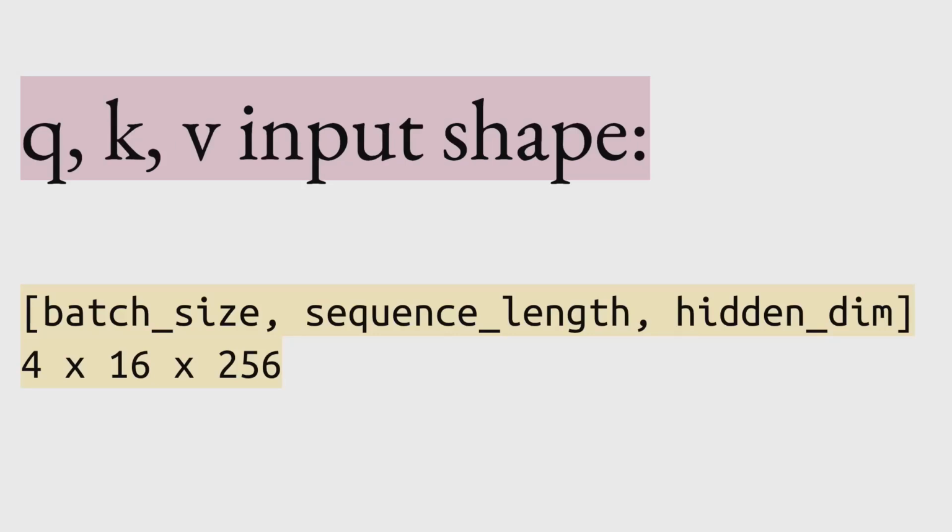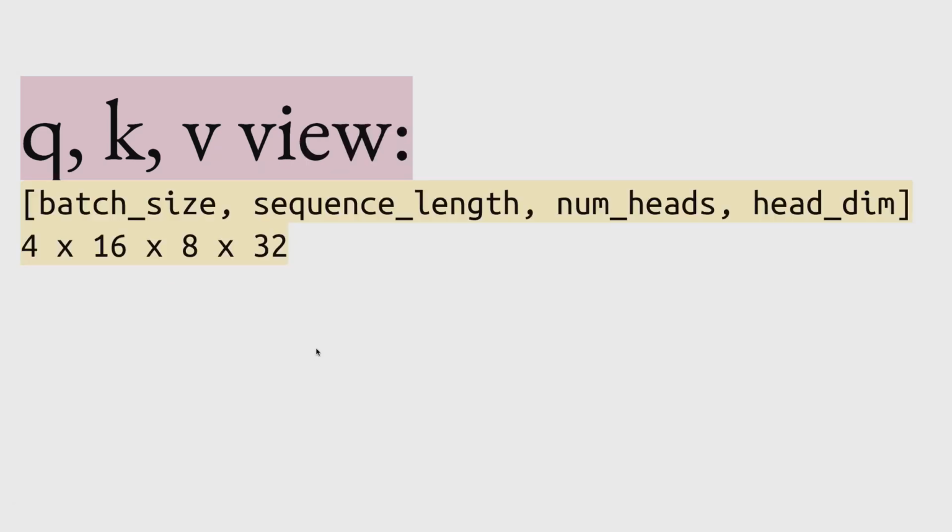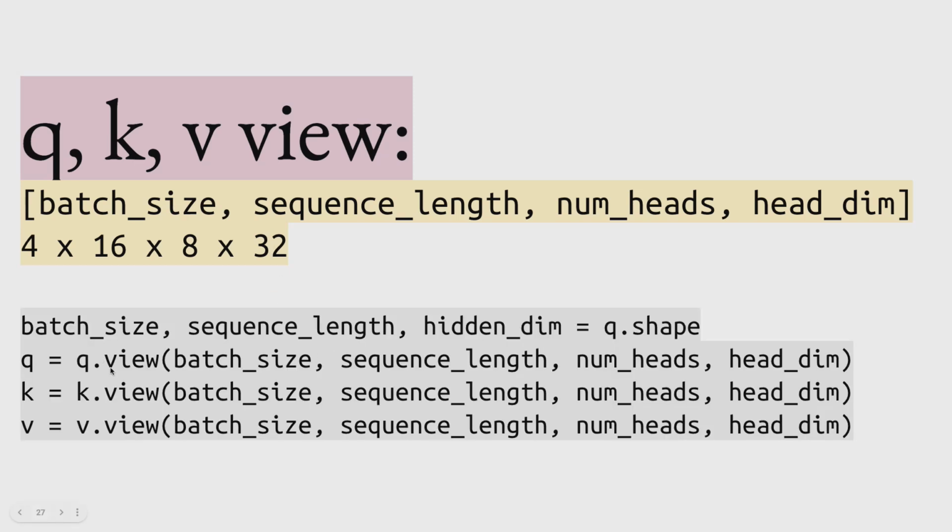In my case, let's assume that our QKV input shapes are batch size by sequence length by hidden dimension, so 4 by 16 by 256. We then use the view method on the tensor to break up that 256 into number of heads, which is 8, by head dimension, which is 32. So I do q.view, k.view, v.view. I'm splitting up the total hidden dimension into the number of heads times the head dimension. So the hidden dimension has to be divisible by the head dimension.